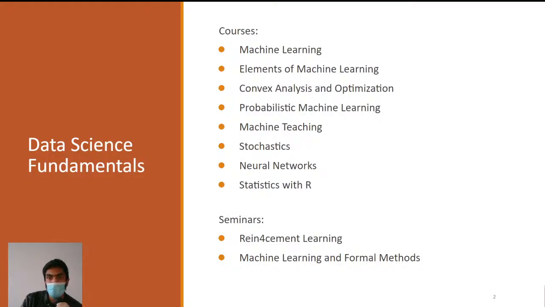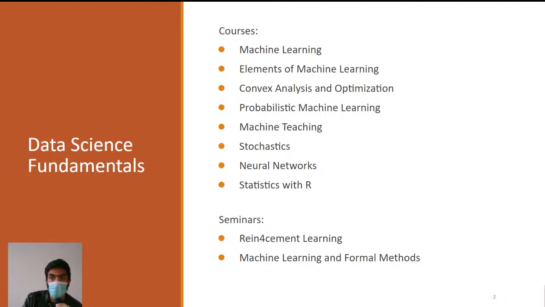So the first is data science fundamentals. Definitely you want to make your foundations very strong in data science. For that, there are multiple courses like machine learning, elements of machine learning, which is very good for the statistics. And then we have convex analysis and optimization, probabilistic machine learning, machine teaching, stochastic.